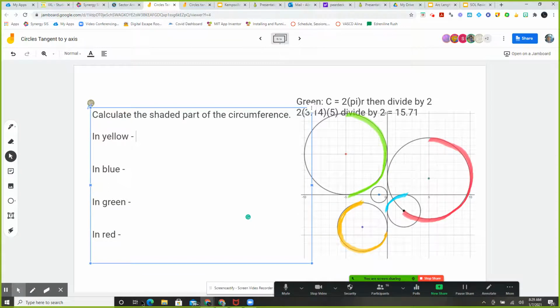What part of the yellow circle do I want? That's 1/4 of the way around. That's 2/4 of the way around. That's 3/4 of the way around. So I'm going to do pi times the radius. What's the radius? I have a question. Yeah. How do you, what fraction do you put? Or like what number is supposed to put?